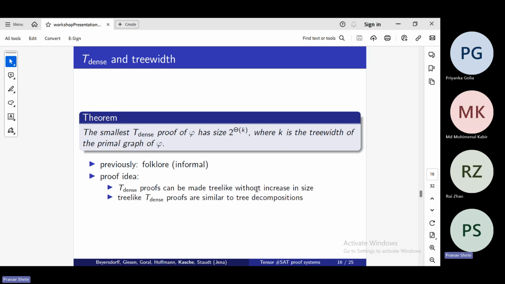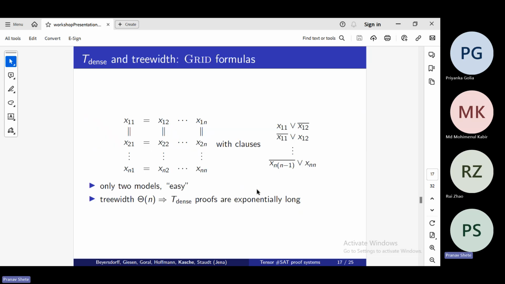Due to this result, we immediately can find lower bounds for the size of T-dense proofs because we have these grid formulas. We have a grid of variables, and adjacent variables are equal, and we make sure that they are equal with 2 clauses for each pair of adjacent variables.